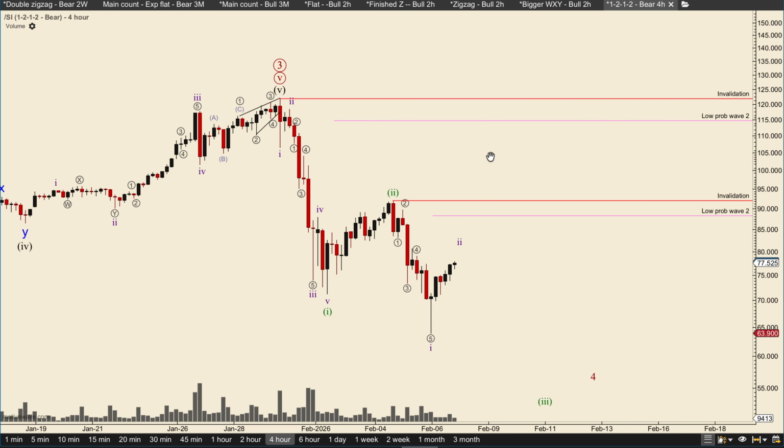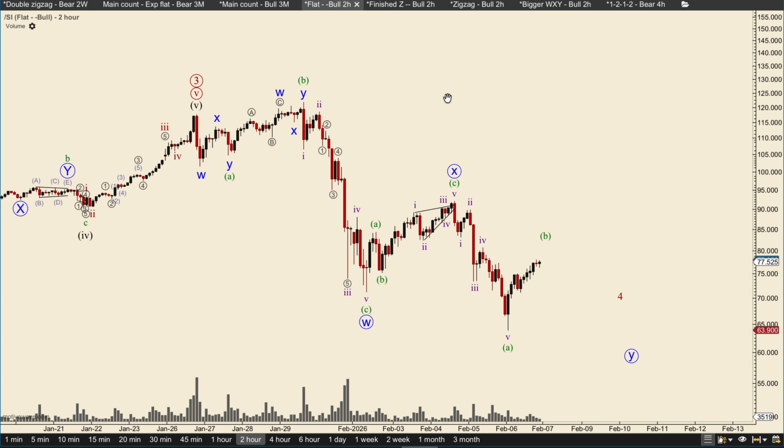So which one of these has the highest probability? If we start with the expanded flat WXY, an expanded flat has a lower probability for a wave 4 in commodities like silver and gold. It is something along the lines of 13 to 14%. So therefore, this has the lower probability just looking at it statistically.